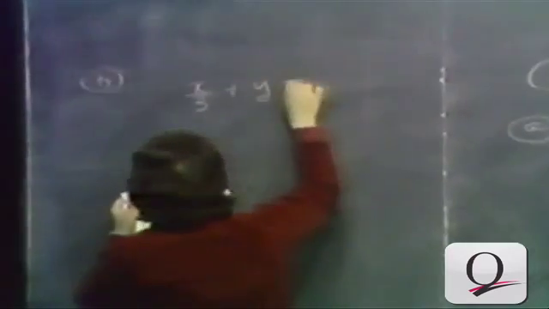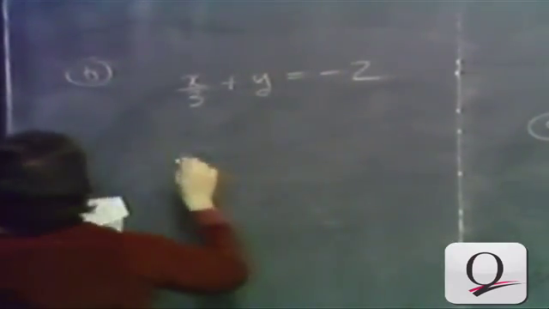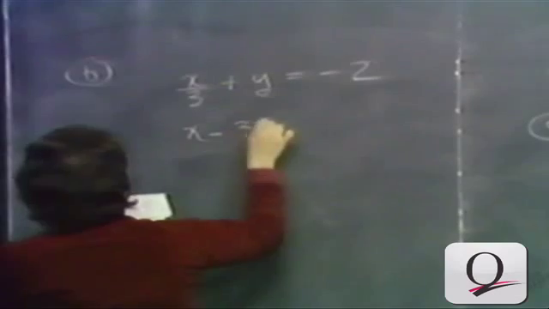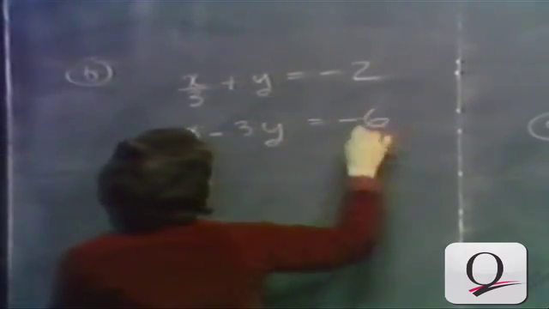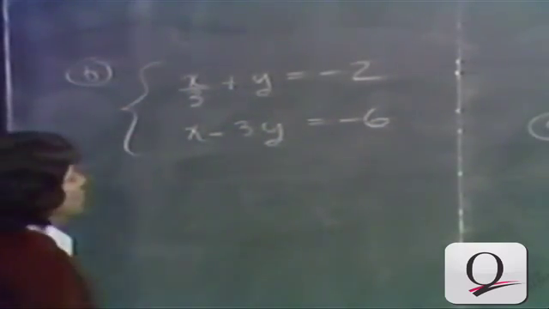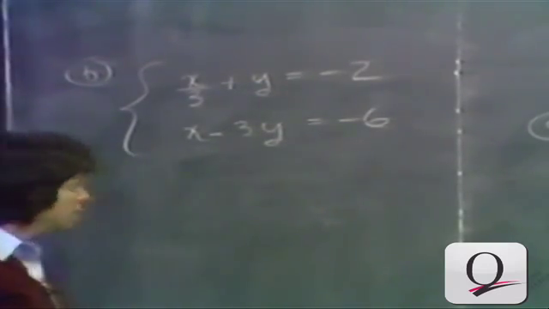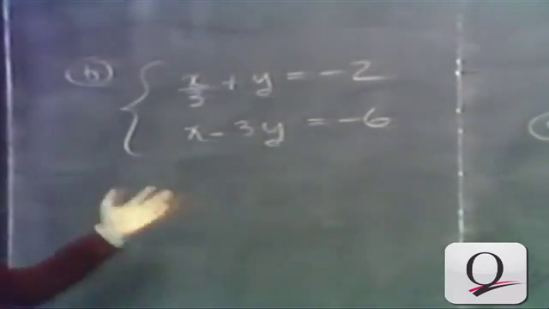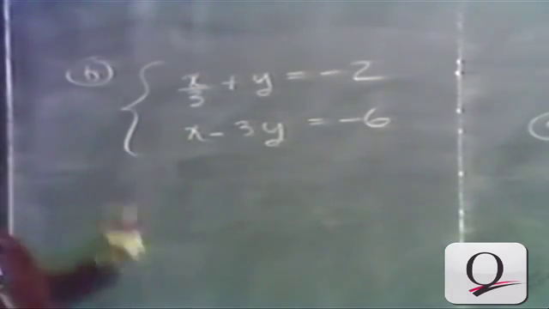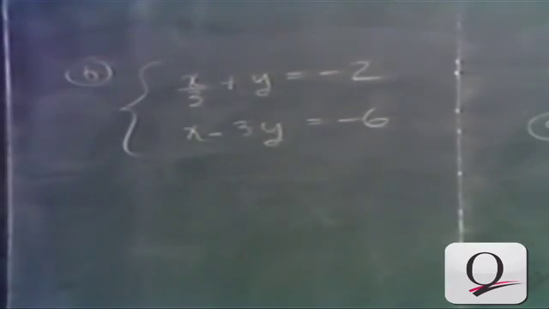Okay, in our next system of equations we have the following. X over 3 plus y equals minus 2. X minus 3y equals minus 6. Okay, now, before I get to the point of worrying about elimination, I am bothered by the existence of the fraction. I would like to first clear the fraction.